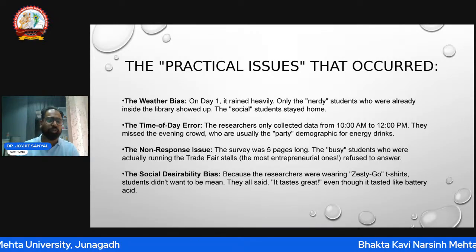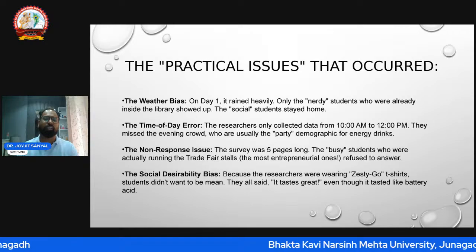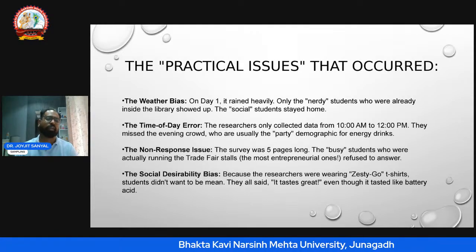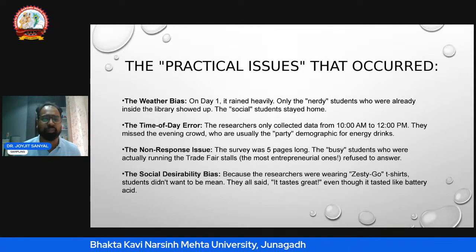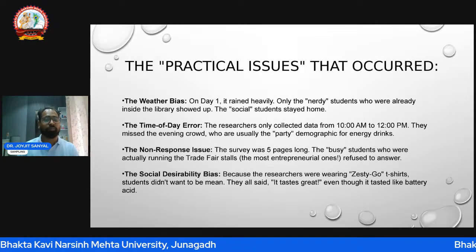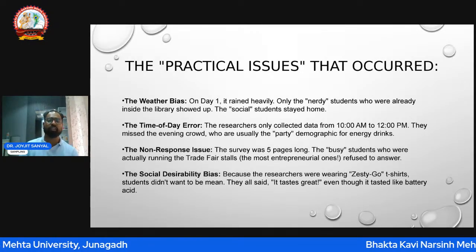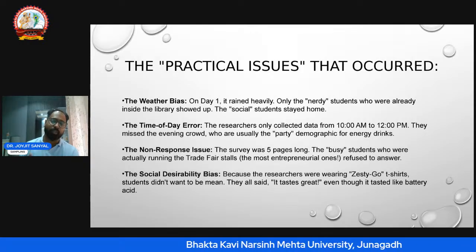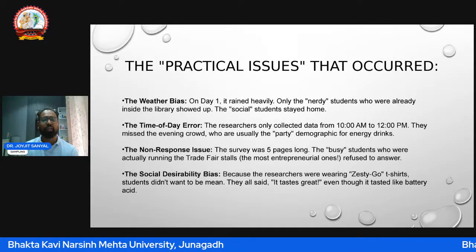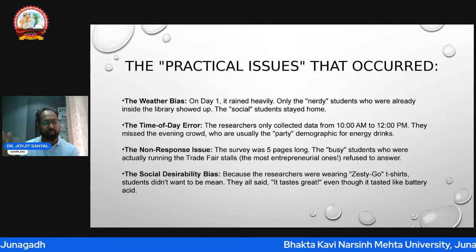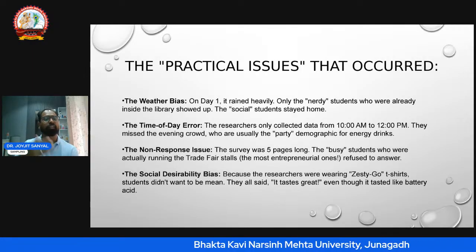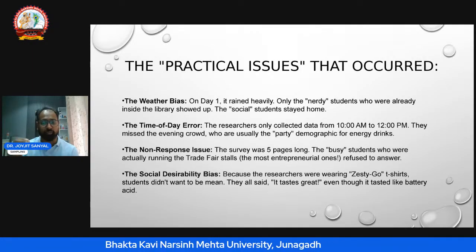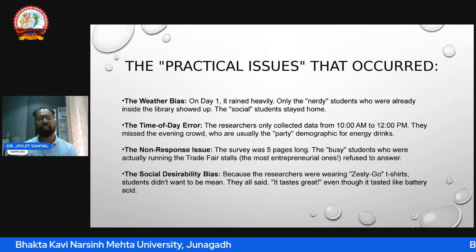The students who are more social thought, it's raining so heavily, why should I go to the fest, why should I go to the university, and they avoided it. The time of the day error: the researcher only collected data from 10 a.m. to 12 p.m. They forgot to collect the data when most people who visit such a fest for enjoyment come, in the evening hours, the evening crowd. So they missed that, right?